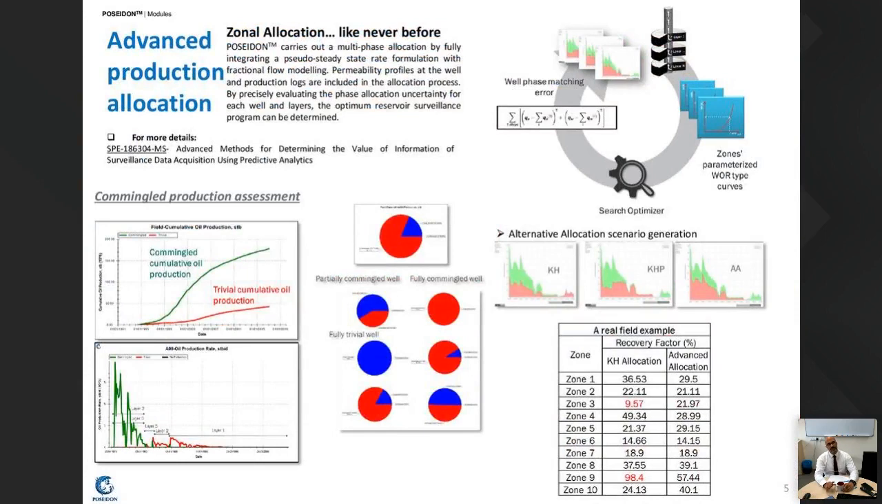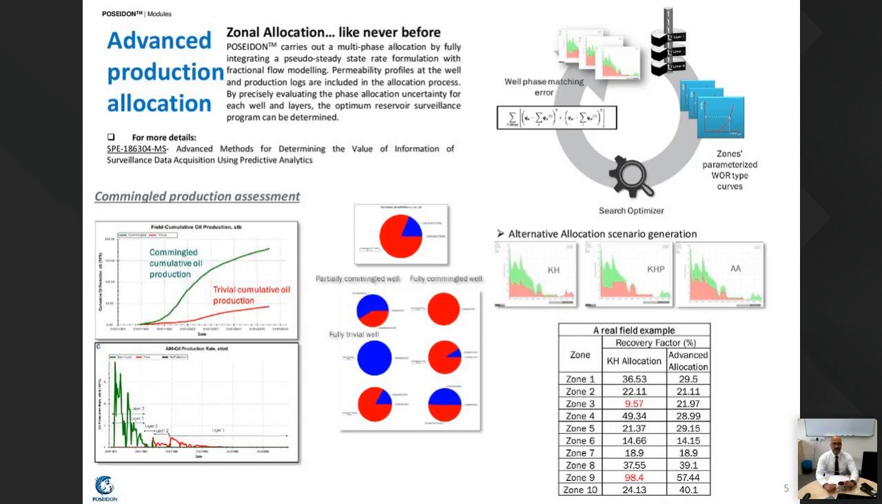The second module is zonal allocation. Some reservoirs in the North Sea or in Asia Pacific are producing commingled, and we always have an issue of zonal allocation. When we want to do a layer-wise study, we need to know how much we are producing from each layer. This module helps you solve this issue.